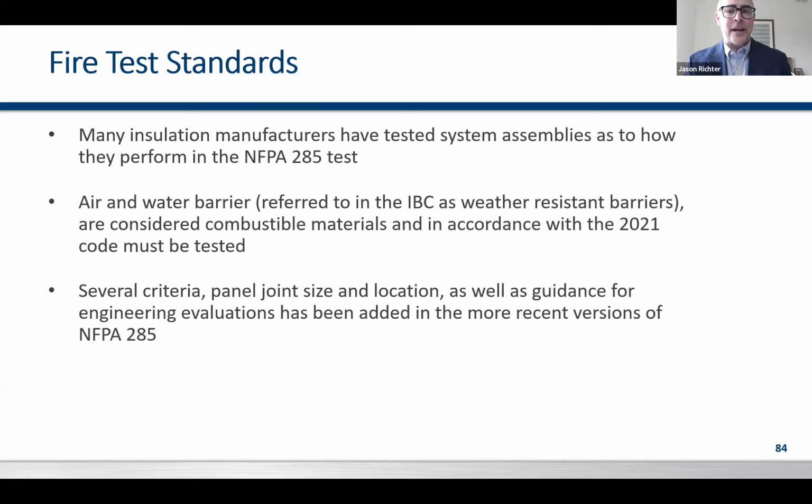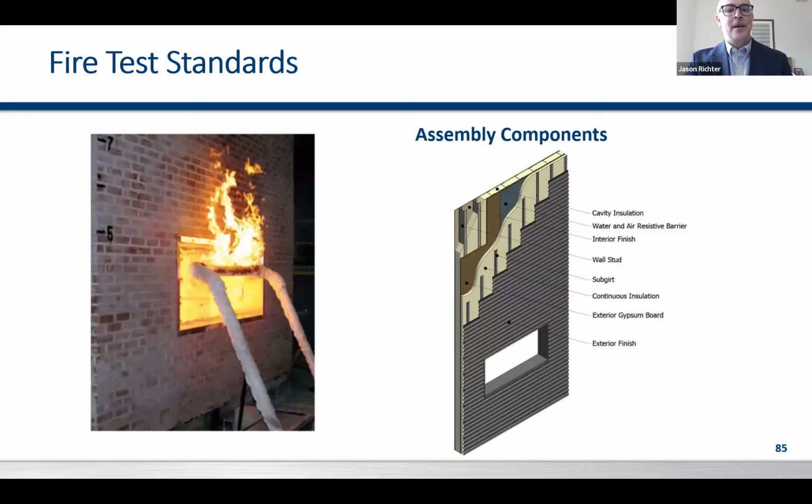Many insulation manufacturers have tested their assemblies as to how they perform in NFPA 285. So again, do your research on those guys. But I would highly recommend considering an insulated metal wall panel there. Your air and water barrier manufacturers also have to have theirs tested for different combustibility as well. And then, several other criteria come into play: the panel joint size, location, and engineering evaluations.